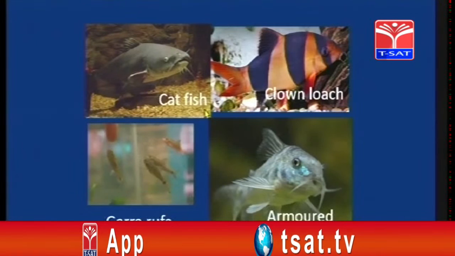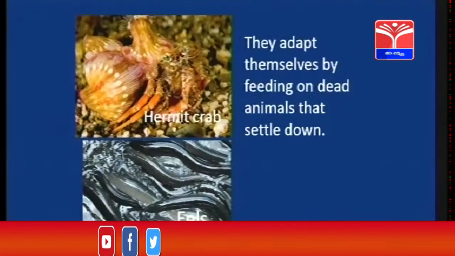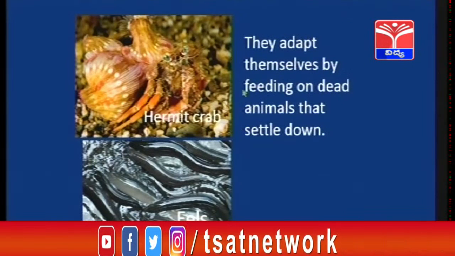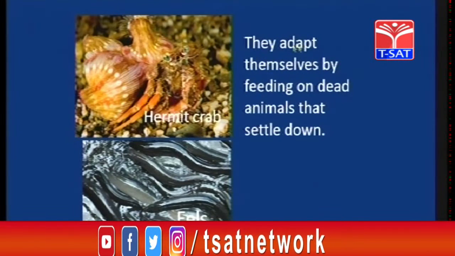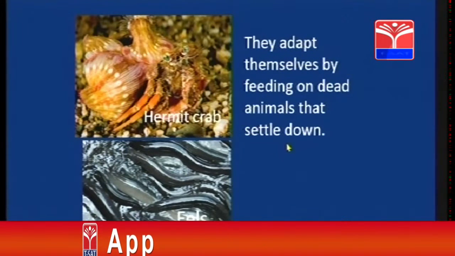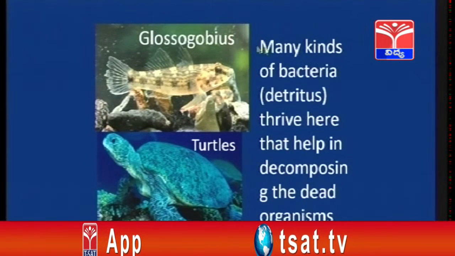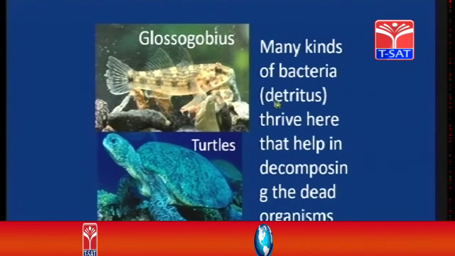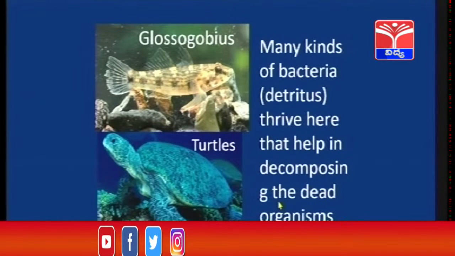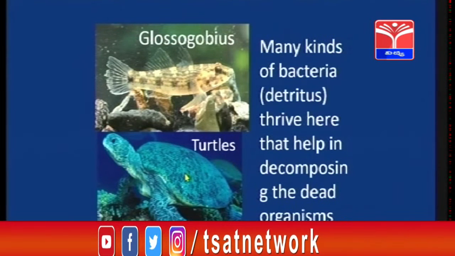So this is the catfish, clown loach, garra rufa and armored catfish, which are present in this zone, children. So this is the hermit crab and these are the eels. They adapt themselves by feeding on the dead animals that settle down. So this is Iskadundlu, children. Glossiobias, and many kinds of bacteria, detritus bacteria thrive here that help in decomposition of the dead organisms. Turtles are also present in this zone, children.